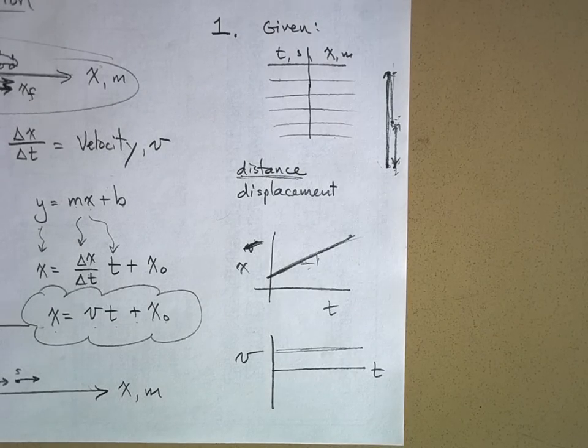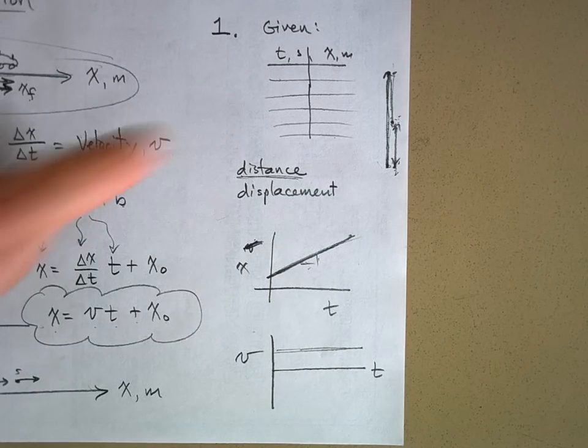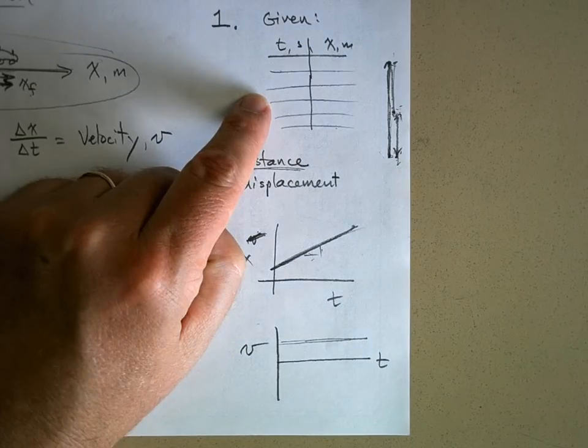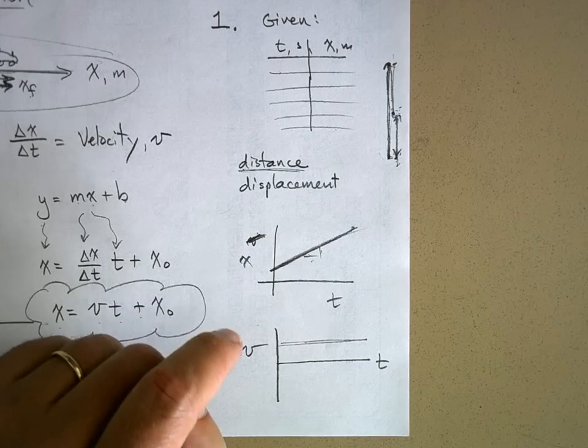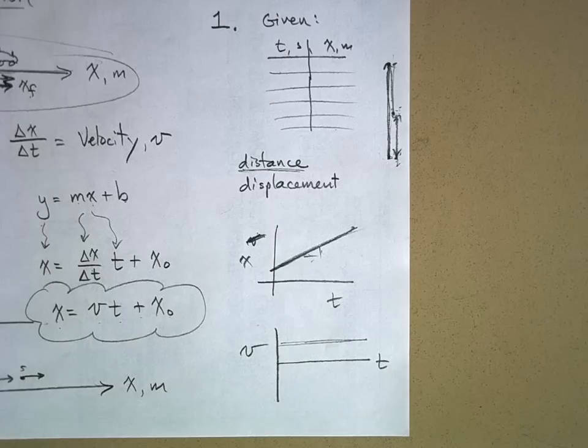So, looking at number 1, I'm going to give you position as a function of time. I'm going to ask you to graph position as a function of time. I'm going to ask you to graph velocity as a function of time. I'm going to ask you to write the mathematical model for that position as a function of time. I'm going to ask you a question about displacement and distance. So make sure you know that.